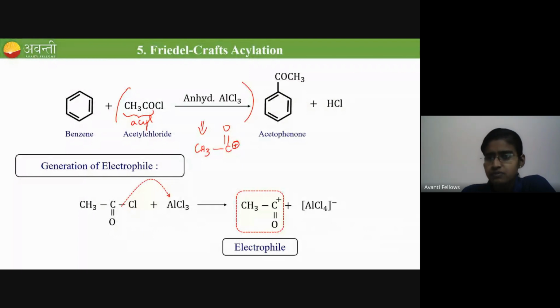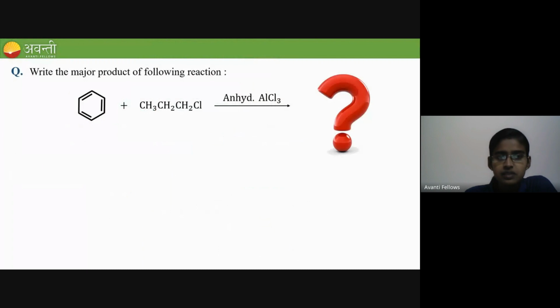Now we will go with one question. So let us try to solve one question. Write the major product of the following reaction. What could be the major product?